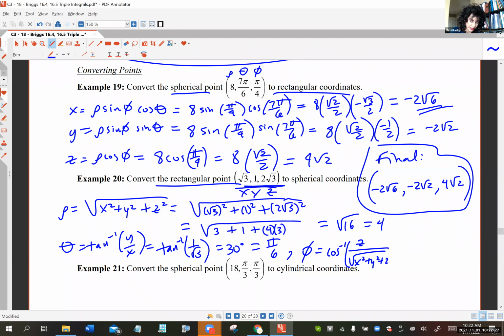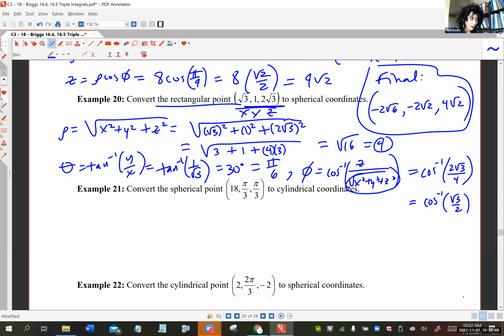And finally, phi is cos inverse of the quotient z all over square root of x squared plus y squared plus z squared, which is cos inverse of 2 square root of 3 all over this square root of x squared plus y squared plus z squared. But remember, we did that already, and that was 4. So after reducing, this is really cos inverse of square root of 3 halves. And of course, the range of cos inverse is 0 to pi. So we're hoping that that's going to be correct. And so this looks like it's going to be, I believe, pi 6.